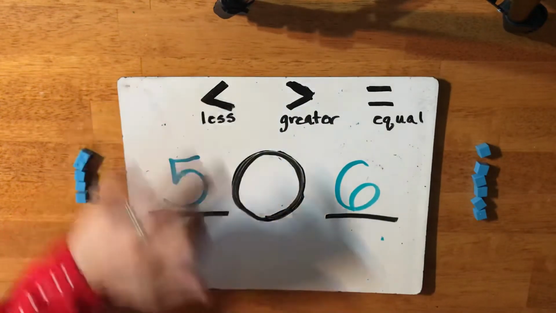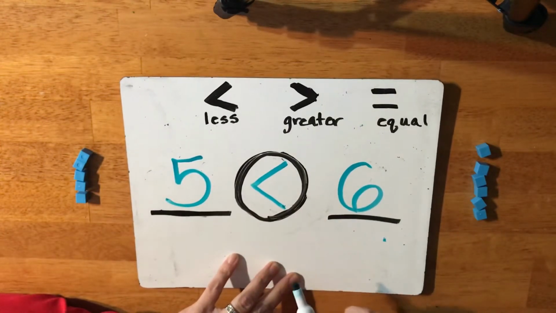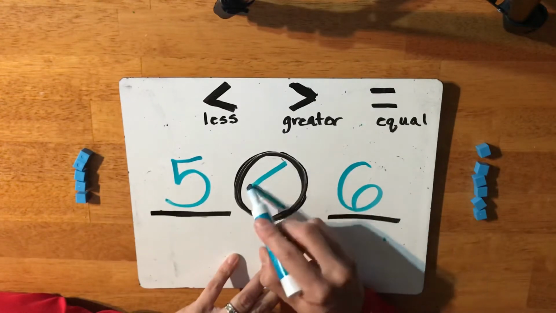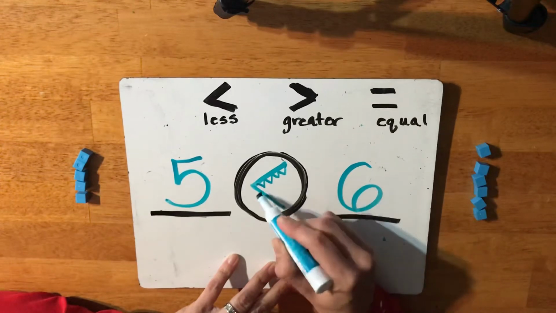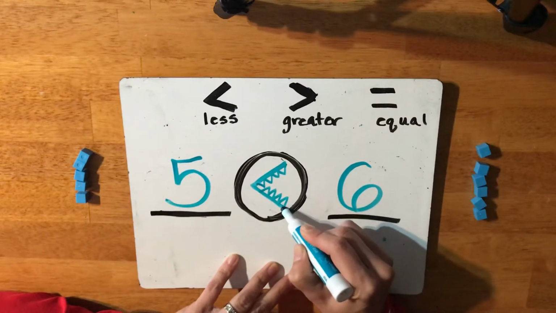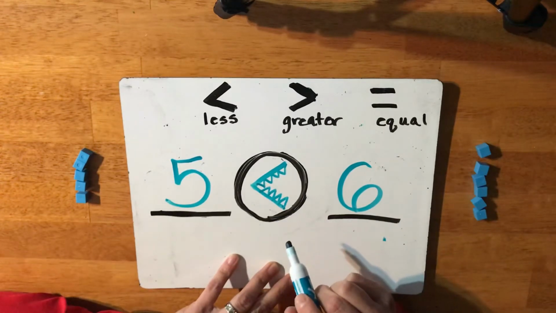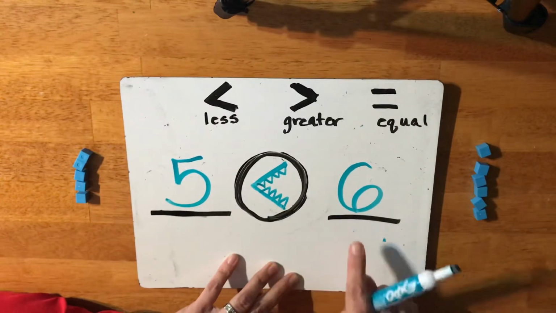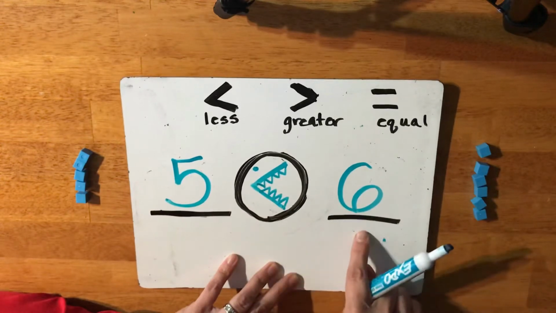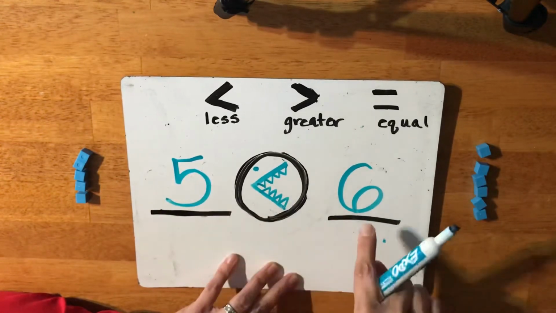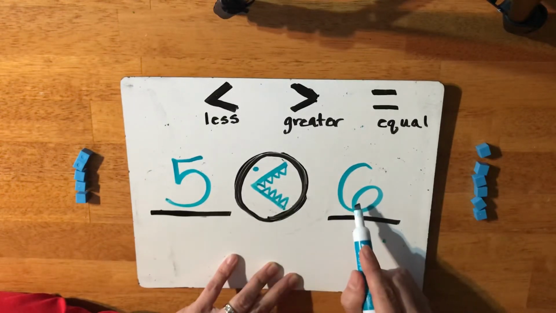So I'm going to use this symbol to show that. And another trick for you to remember is that you can envision this symbol as an alligator's mouth. And the alligator is always hungry, so it wants to eat more cookies. So it's always facing the larger number. So in this case, 6 is greater. The alligator, you can put a little eye here, wants to eat the 6 cookies rather than the 5 cookies because 6 is more than 5. So the mouth is facing the 6.